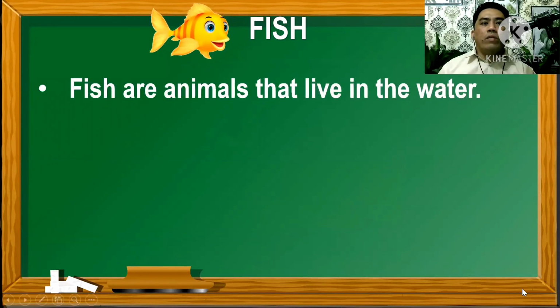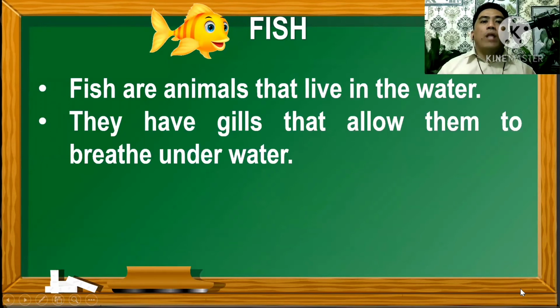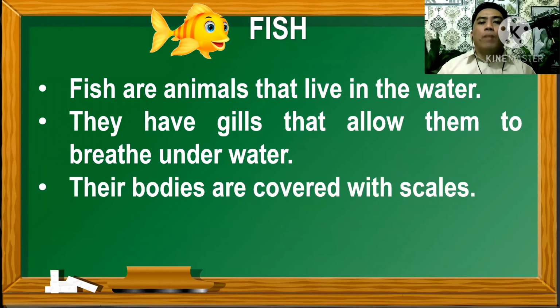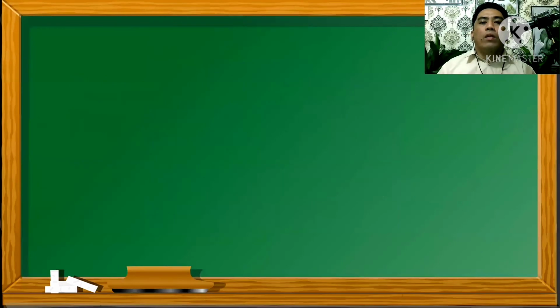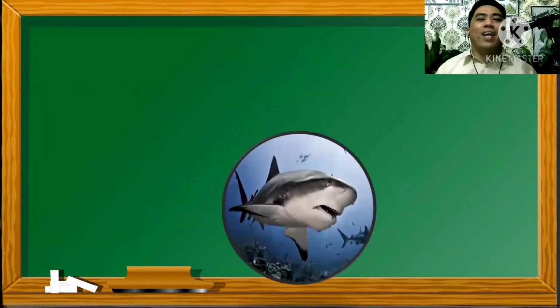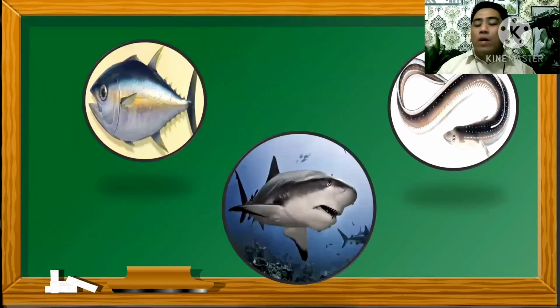Okay, so class, always remember that fish are animals that live in water. They have gills that allow them to breathe underwater. Their bodies are covered with scales. They lay eggs. Yun lang. So examples of fish: we have shark, we have tuna, eels, and many more.